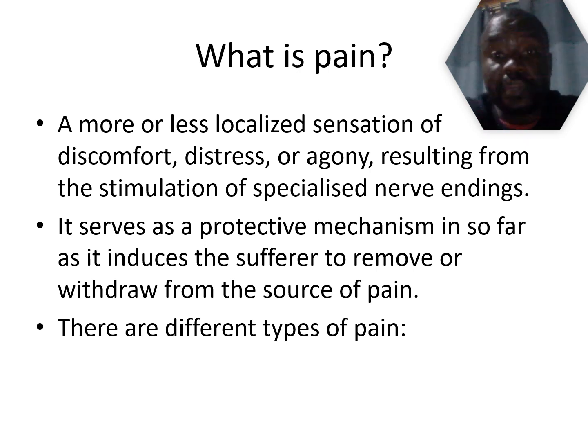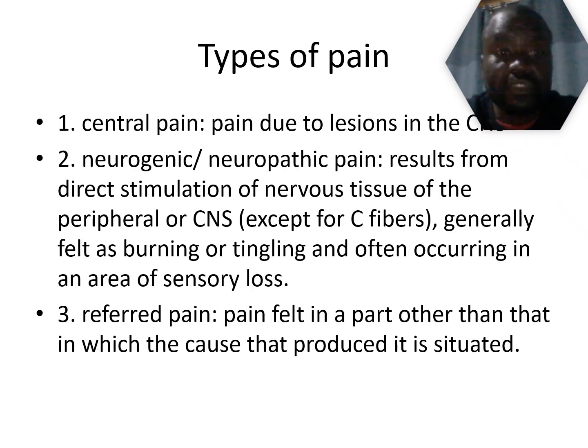There are different types of pain depending on who is defining, and we can go through some of these. There is what is called central pain, as a result of pain affecting the different parts of the central nervous system. The neurogenic pain or neuropathic pain is pain resulting from injury of nerve tissue. Mostly this kind of pain is very, very severe because the actual structures that transmit or conduct impulses are the ones that are affected.